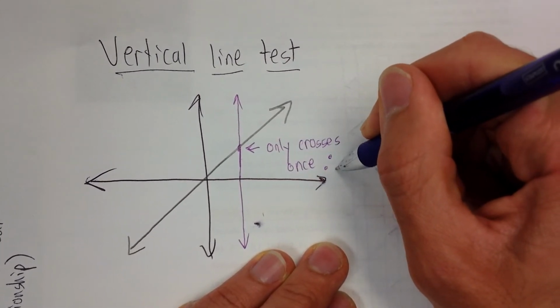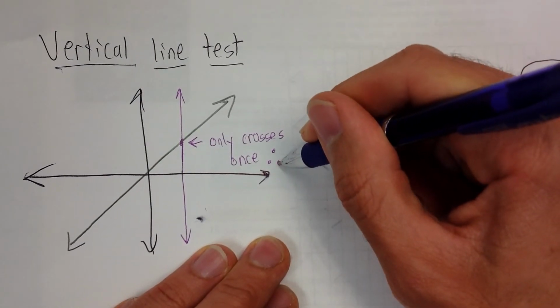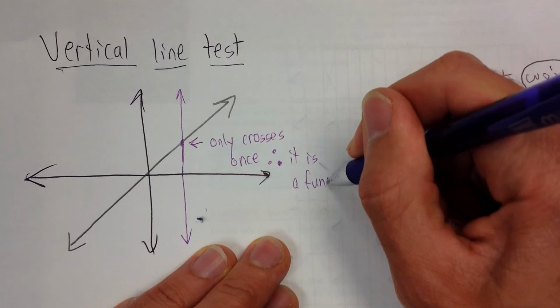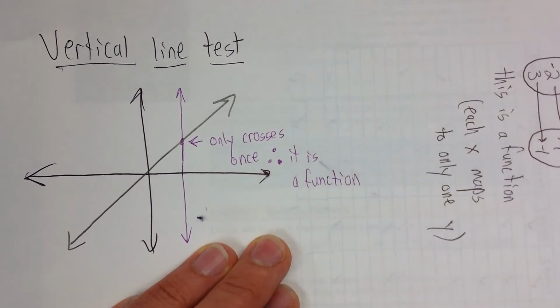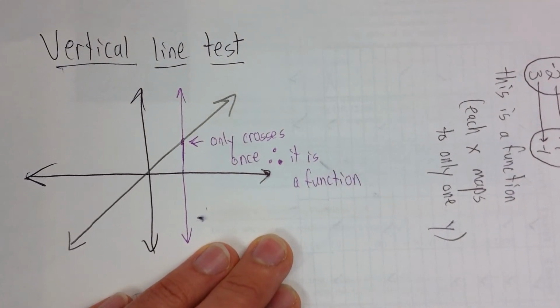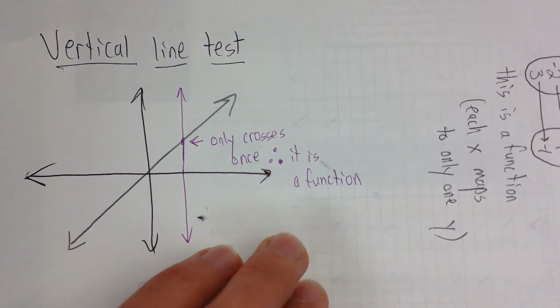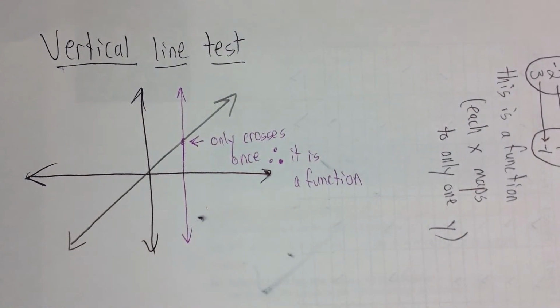Therefore, that's what the 3 dots mean. Therefore, it is a function. You can do the same thing with points. Okay? Any questions on either of those?